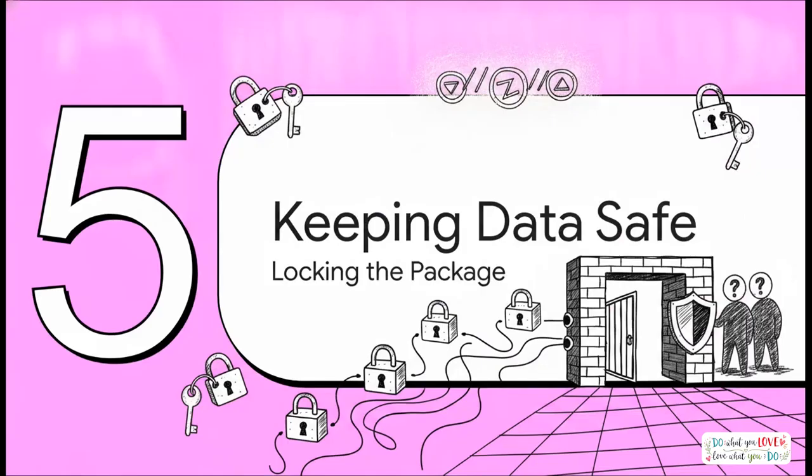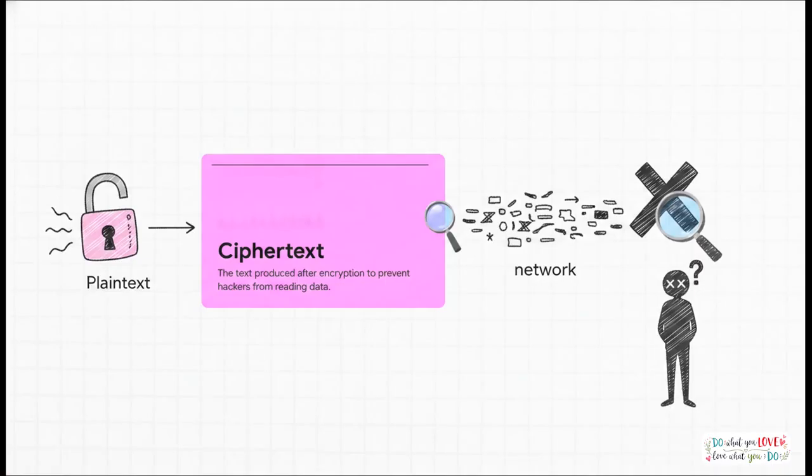And finally, Section 5, Keeping Data Safe, Locking the Package. Through error checking, we know our data isn't physically damaged, but we have one last massive hurdle: security. How do we ensure hackers aren't just reading our private data while it's cruising across these public networks? The solution is encryption. It's the process of taking our readable data, which we call plain text, and turning it into an unreadable scrambled mess known as ciphertext before it ever even hits the network. If a hacker intercepts our data packet on the digital highway, all they are going to see is absolute gibberish.